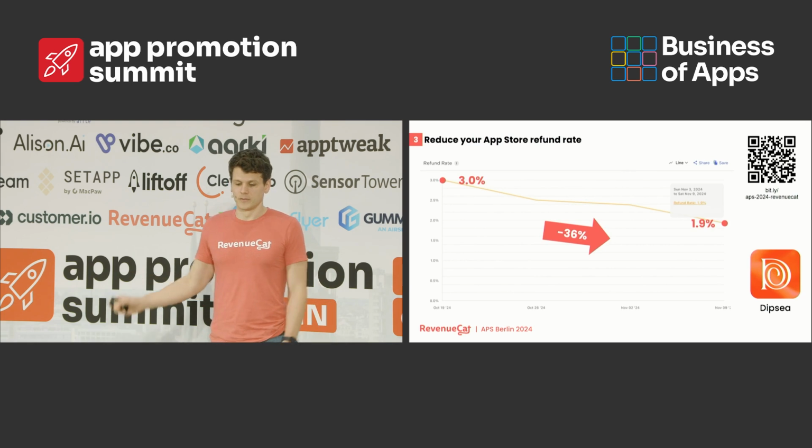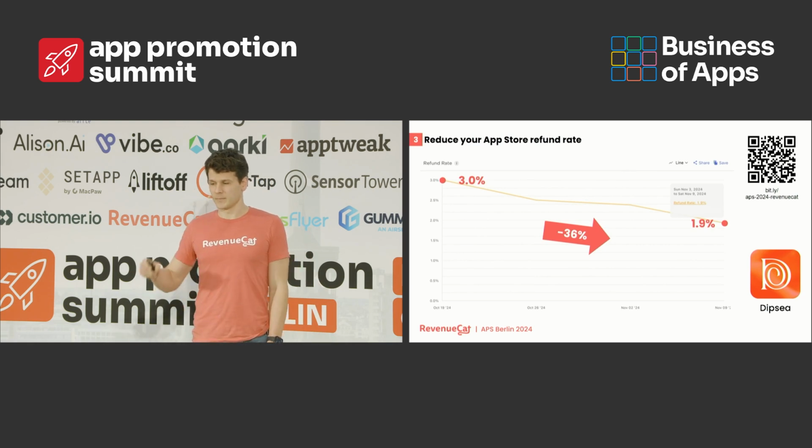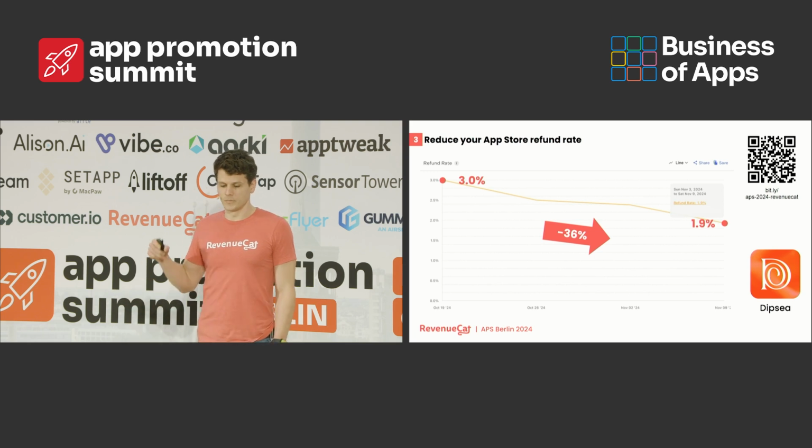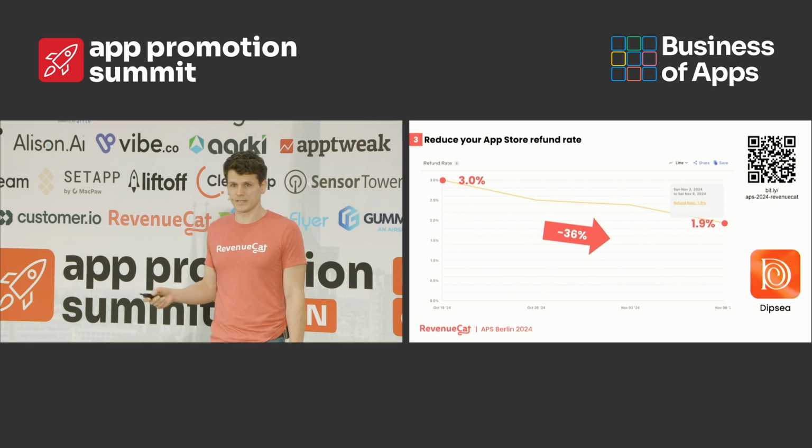Third idea, reduce your App Store refund rate. This is a case study from audiobook app Dipsy, where we reduced their refund rate on Apple from 3% to 1.9%, so there's a 36% drop. How did we do that?